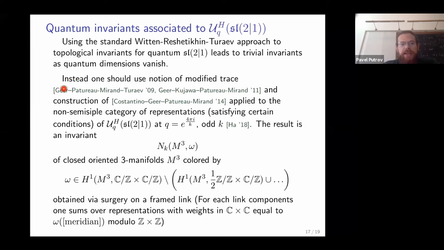And so, roughly speaking, this invariant can be a sort of normalized version of the usual Chern-Simons partition function, which makes the invariant non-trivial. At the end of the day, there is a certain formula for an invariant of the following form. It's actually not an invariant of just three-manifolds. First, of course, it depends on the choice of k, the integer k, but it's also not just an invariant of three-manifolds, but of three-manifolds colored by omega, where omega is an element of a certain set.